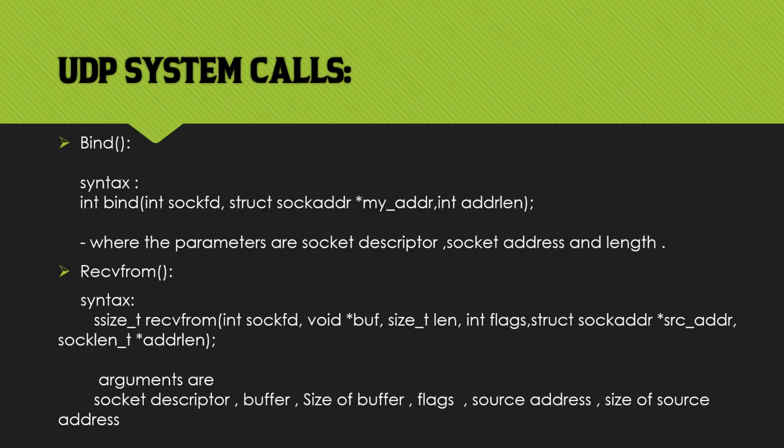UDP system calls. Bind, where the parameters are the socket descriptor, socket address, and the length. It returns 0 on successful binding and -1 on any error. Recvfrom. The arguments are the socket descriptor, buffer, size of buffer, flags, source address and its size. It returns the number of bytes read into the buffer or -1 on error.